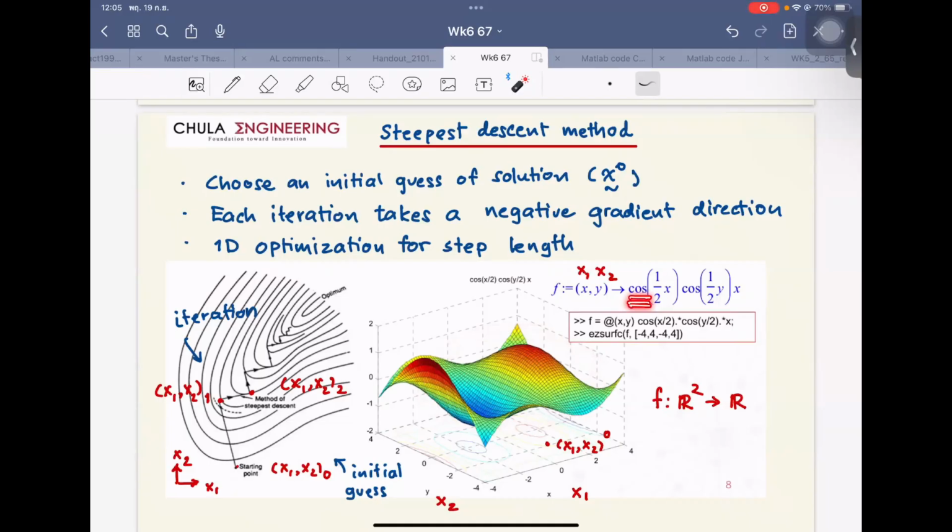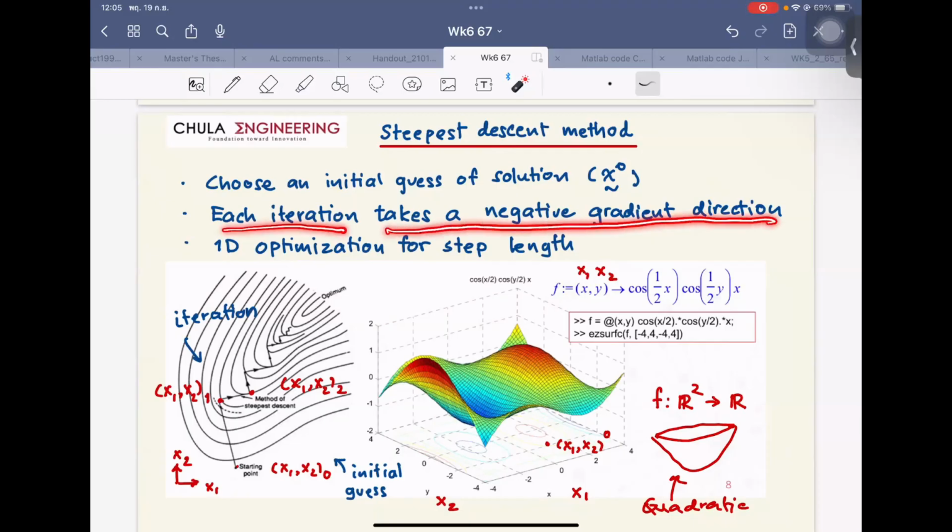This is a general function, but a quadratic will be like a bowl shape. This is the quadratic that we discussed. But if you want to apply it to a general function f, you can do it this way. You have the function f, and you want to search for the optimum solution. Choose an initial guess, and in each iteration we take the negative gradient direction.